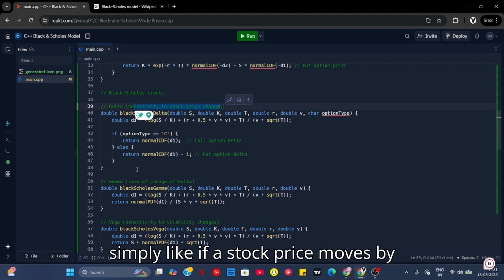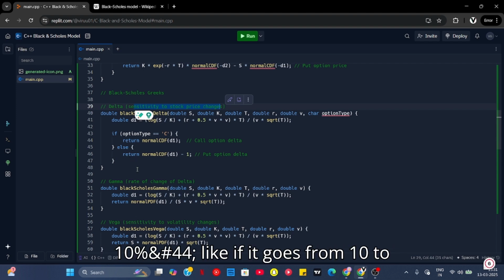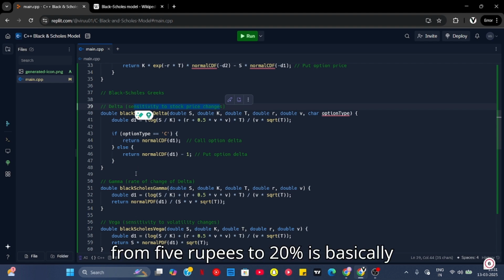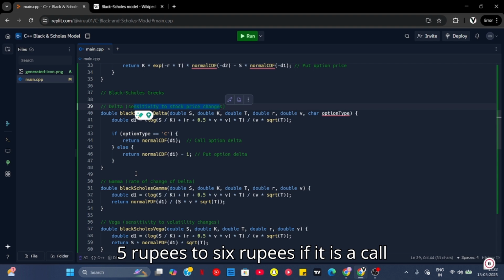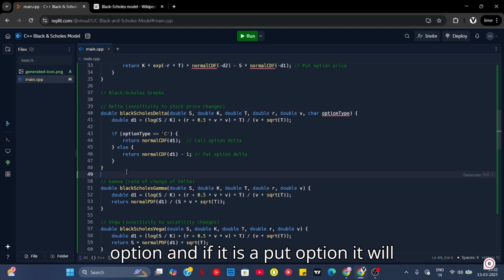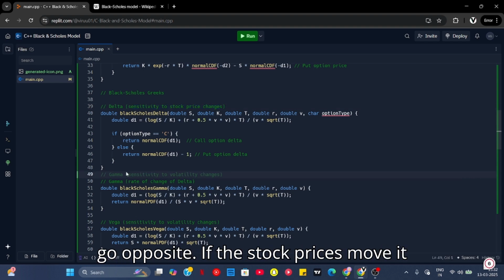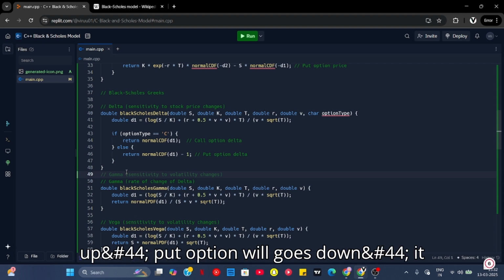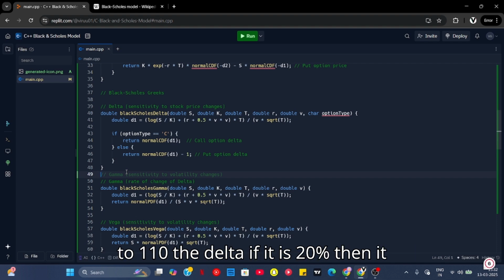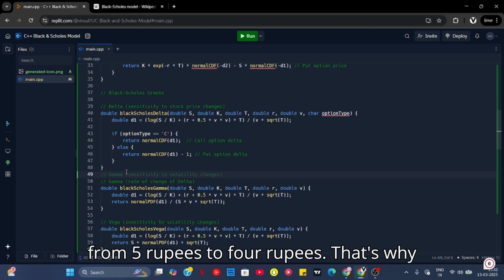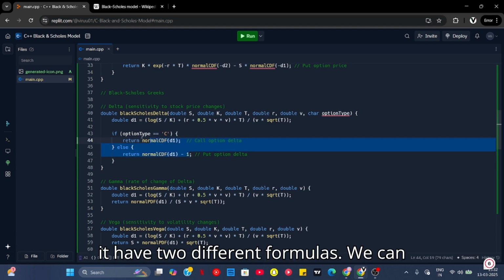So it's simply like if a stock price moves by 10%, like if it goes from 100 to 110, the option price moves by 20%, that is, 20% of 5 is 1 rupee. So it will go from 5 rupees to 6 rupees if it is a call option. And if it is a put option, it will go the opposite way. If the stock price moves up, the put option goes down. In the same example, if the stock goes from 100 to 110 and delta is 20%, then a put option will move from 5 rupees to 4 rupees. That's why it has two different formulas.